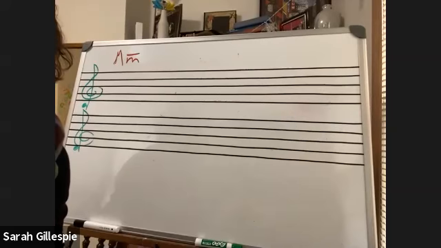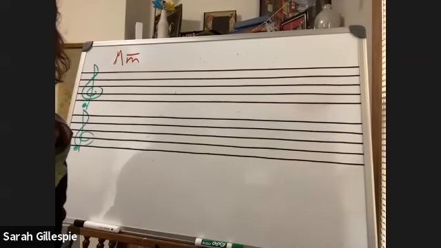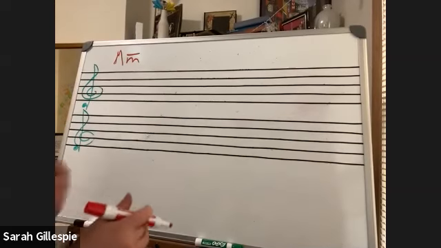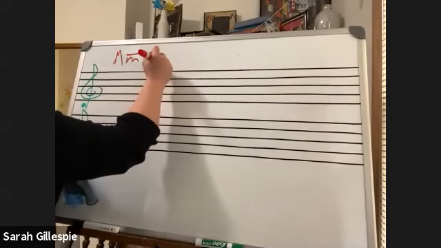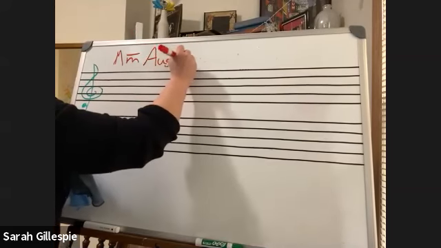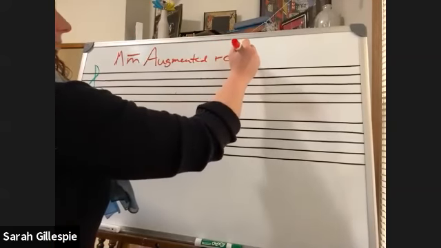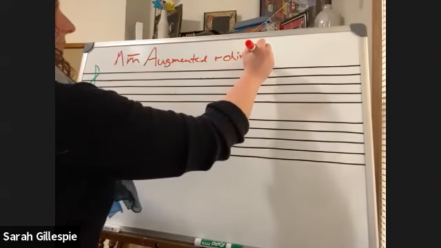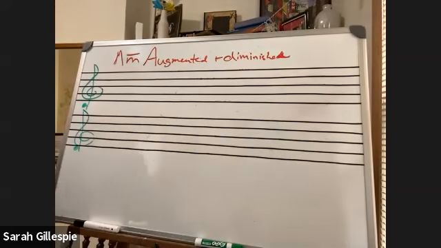Oh, wait, who just said that? I saw a chat come through. Juliana says augmented and diminished, question mark? That is absolutely correct. We have augmented and diminished. Did I spell that right? I'm terrible at spelling now. Diminished, that looks like diminished.